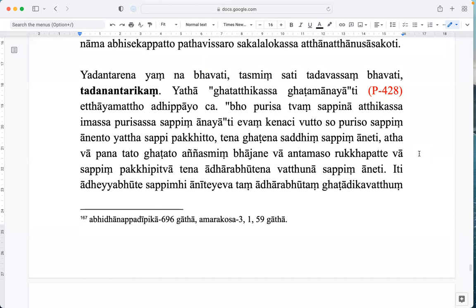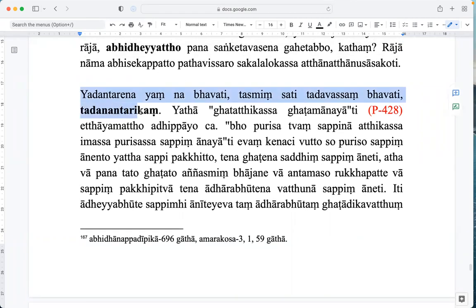The dan and the rika. Dan the rina. Yan na bhavati. That's the main sati. Then awasan bhavati. Then bhavana anandarika. No, vaigaha. So anandarika. So, yadan, yan anandarina, yan andarina.